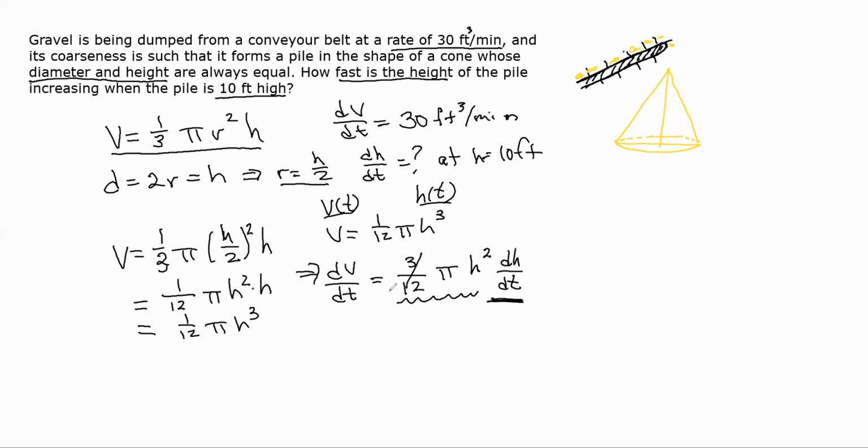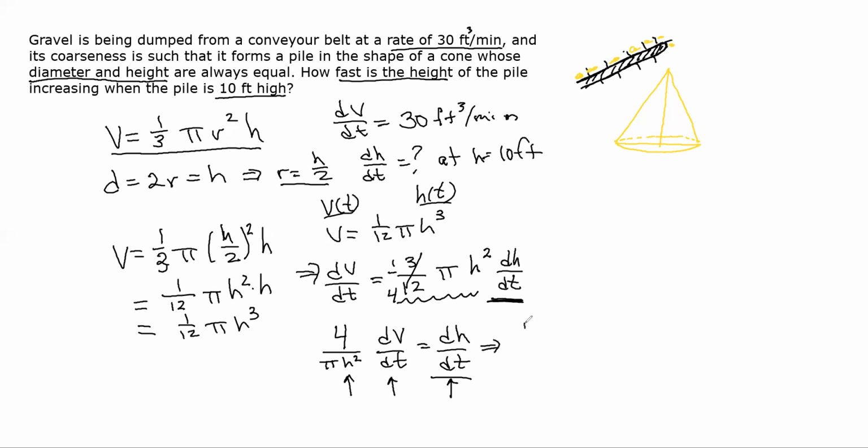Also, this 3/12 can be simplified to 1/4. So we're going to move all this over. We're going to get 4 over pi h squared times dV dt, and this equals our dh dt. Okay. So we found an equation for the change in height with respect to t. And we also know all these extra little tidbits. We know what h value we want to plug in and what the change in volume is.